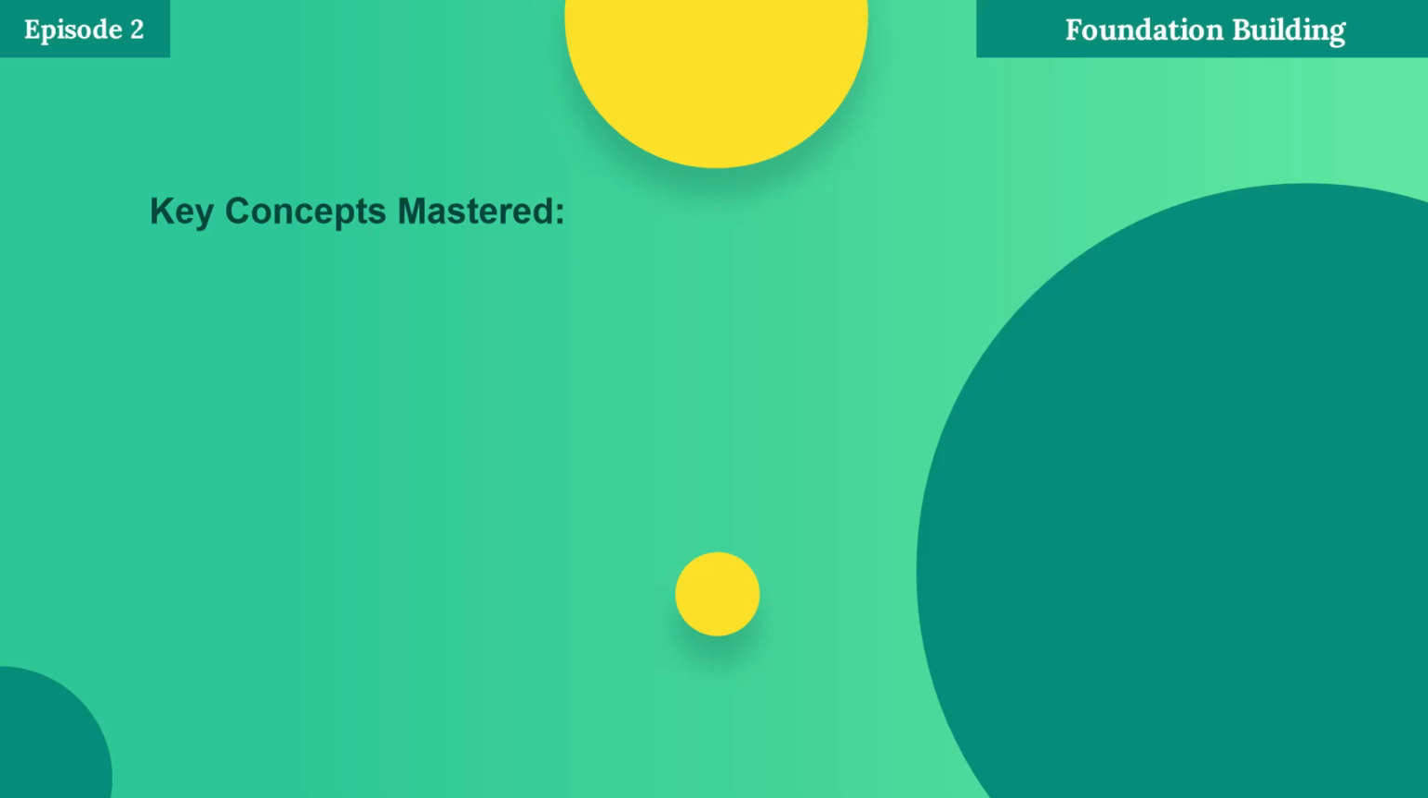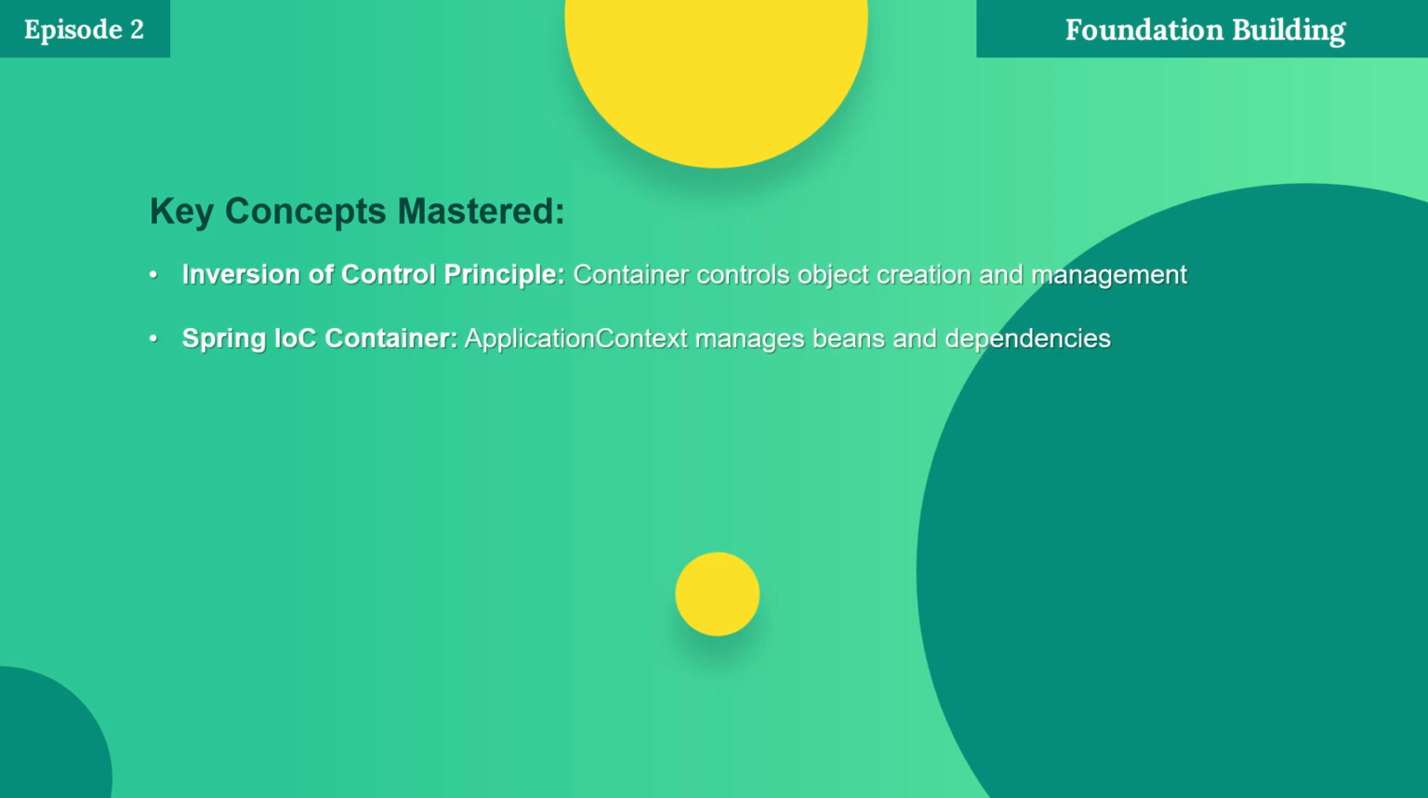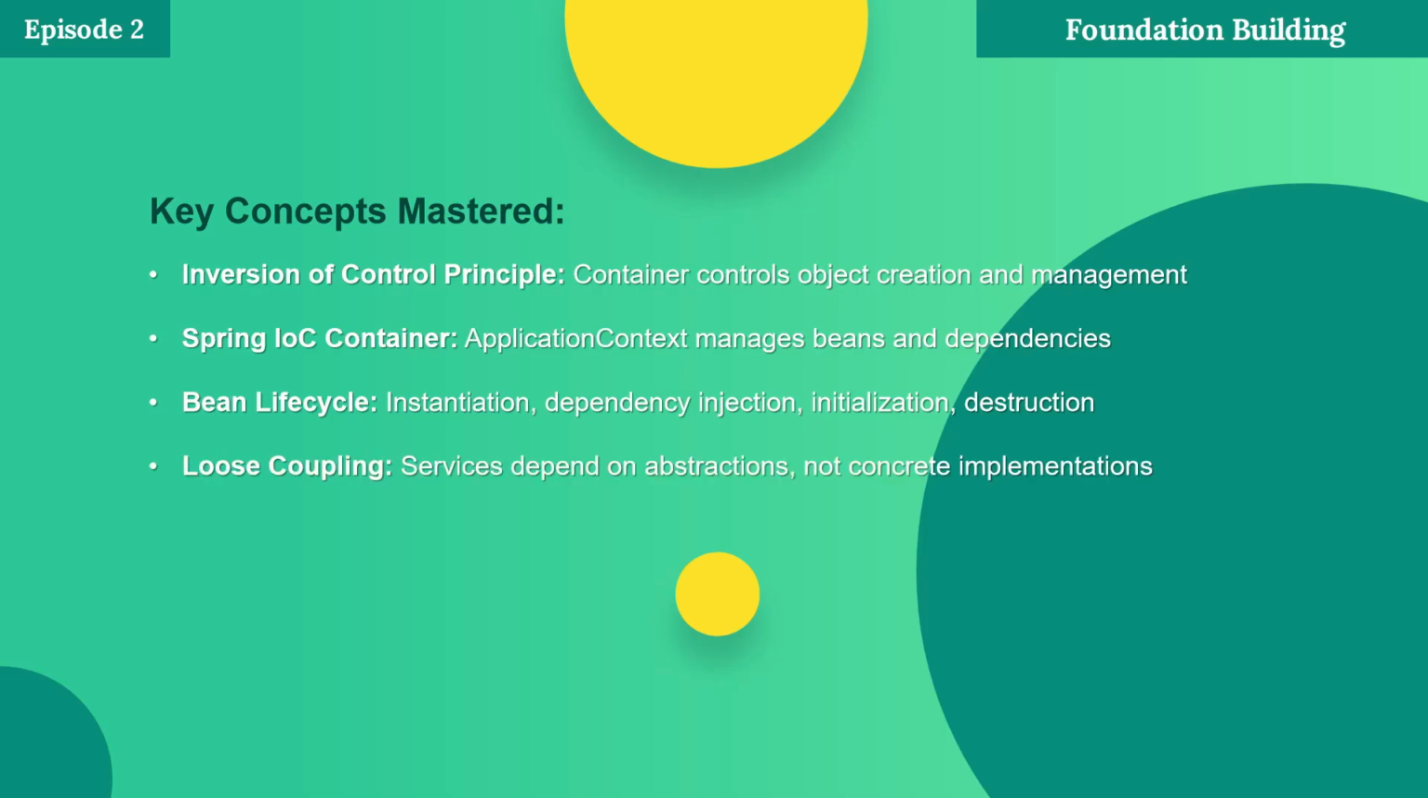Now, key concepts mastered. We mastered inversion of control principles, so the container controls object creation and management. We mastered the Spring IoC container: the application context manages beans and dependencies. Then we mastered bean lifecycle, how instantiation, dependency injection, initialization, and destruction work. We mastered loose coupling, how services depend on abstractions and not concrete implementations. Then we mastered a bit of dependency injection: the container provides required dependencies automatically. We'll look at dependency injection in our next episode, episode 3.